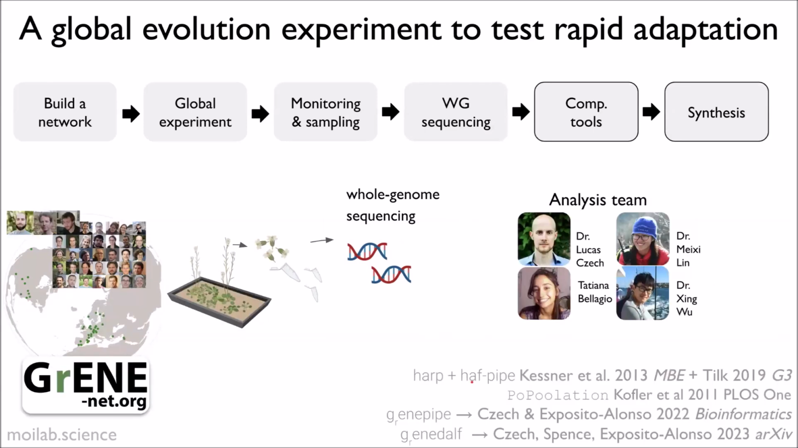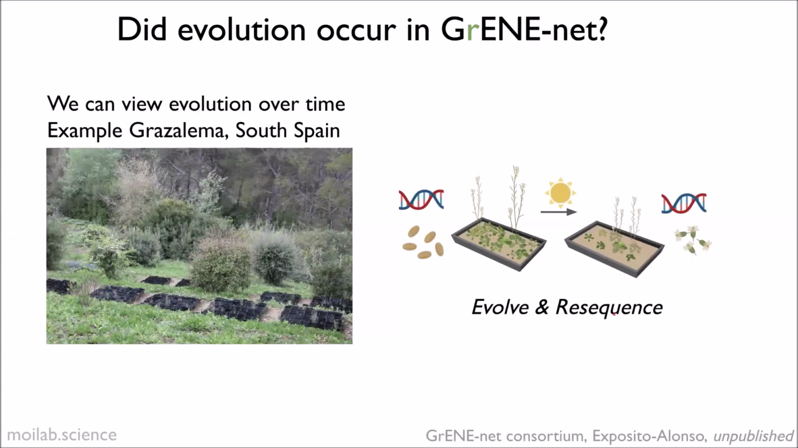We've also created computational tools based off of RUPS population and other people's ecotype reconstruction approaches, which we've packaged in a pipeline with SnakeMake and a C++ library to conduct frequency manipulations very fast. And with this analysis team, we're now synthesizing what we found in GridNet.